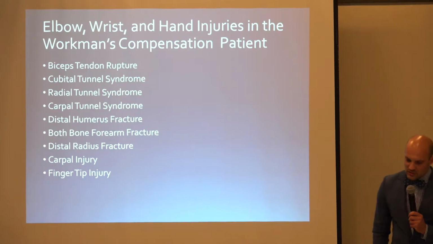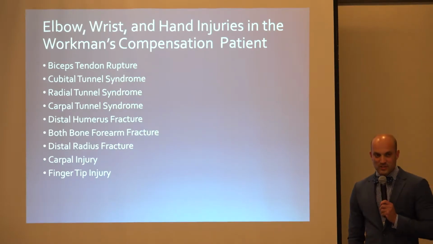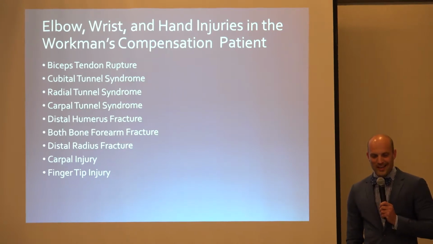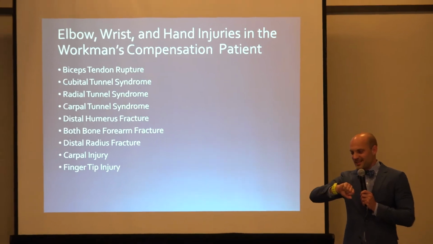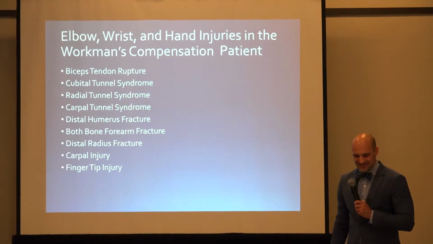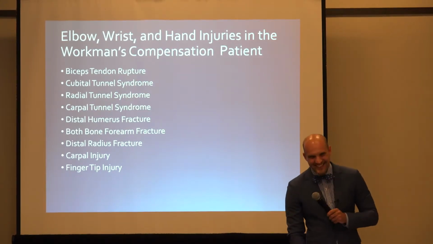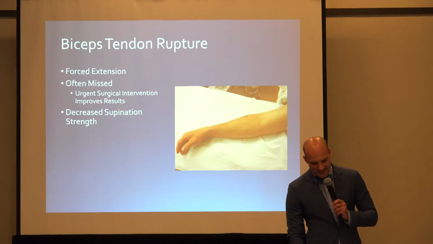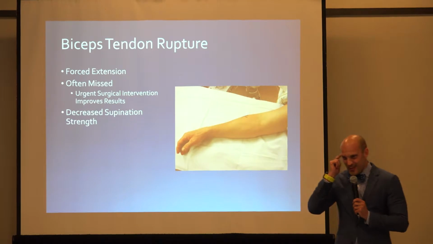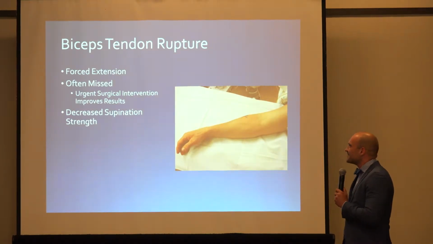So basically, overview, we're going to do biceps tendon ruptures, cubital tunnel syndrome, radial tunnel syndrome, carpal tunnel syndrome, distal humerus fractures, both bone forearm fractures, distal radius fractures, carpal injury, and fingertip injury. Don't worry, this will not be like 5 hours long, okay? Each one of these topics probably could be at least an hour in itself, but we're going to be giving just a brief overview of them, so it's not going to be too long.